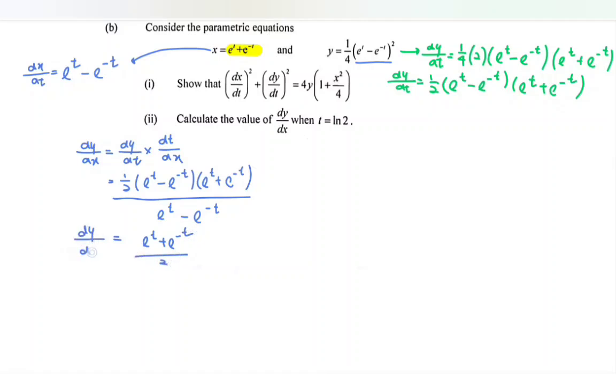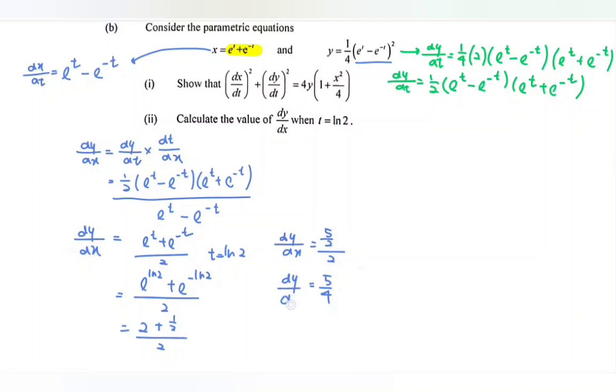So in here, let's say t equals ln 2. So we have e^ln 2 plus e^negative ln 2 over 2. So we have 2 plus 1 over 2, over 2. So the dy/dx, where we have 5 over 2 over 2. So based on the situation given, we have 5 over 4 is the dy/dx when t equals ln 2.